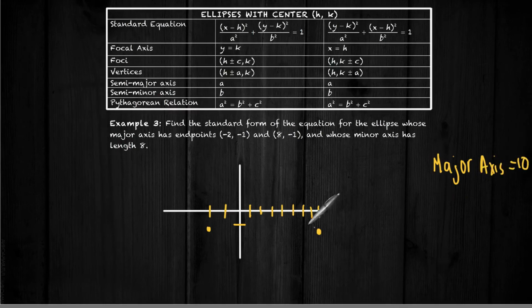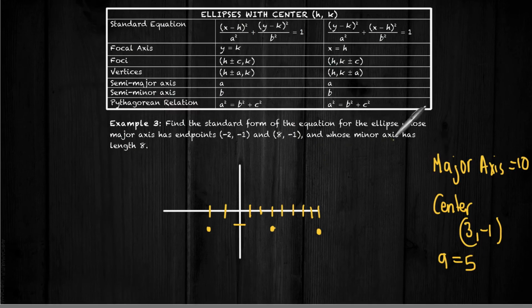All right, so that means from the center is going to be a length of 5. So let's count. 1, 2, 3, 4, 5. So now we know that the center is going to be 3, -1. And we know that A is going to be 5.